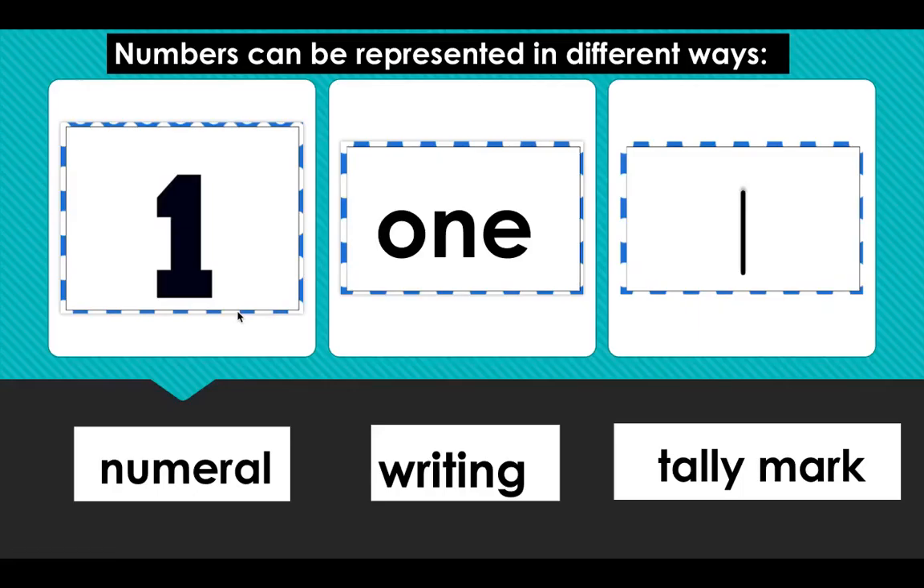Numbers can be represented in different ways. So the number 1 can be represented as a numeral, so we can write the number 1 like this. We can also represent the number 1 in writing, so we can write out the word 1. We can also use tally marks to represent a number. So for example, for the number 1, I put 1 slash that starts from the top and goes to the bottom to represent the number 1.